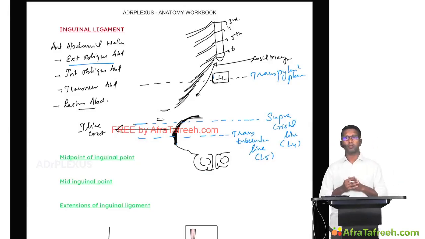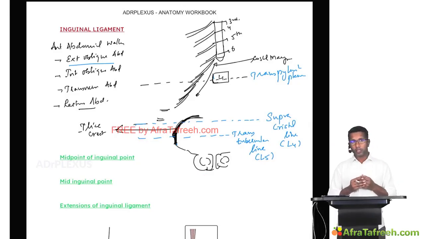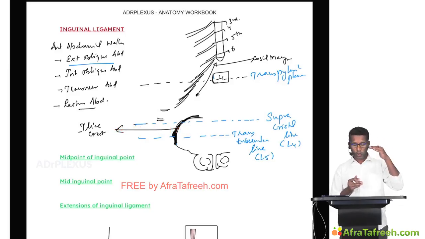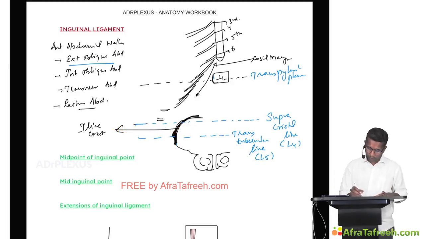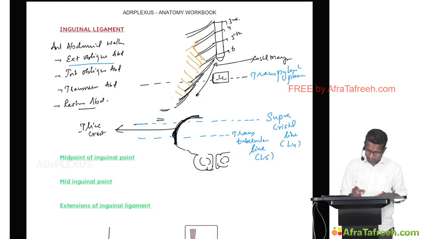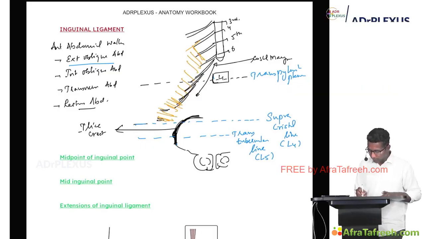The external oblique abdominis muscle takes origin from above, from the lower 8 ribs. If you see here, it arises from the 4th to the 12th rib. So it is a very wide muscle.